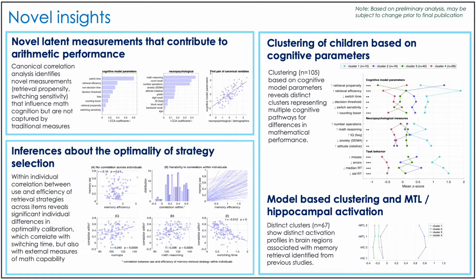Next, we look at a canonical correlation analysis, which shows that some of the model parameters are closely related to traditional measurements of domain-specific or domain-general capabilities, such as number operations or IQ. But there are also some very significant cognitive parameters that affect mathematical cognition, but are not explained via any traditional measurements, but are captured well in this model.